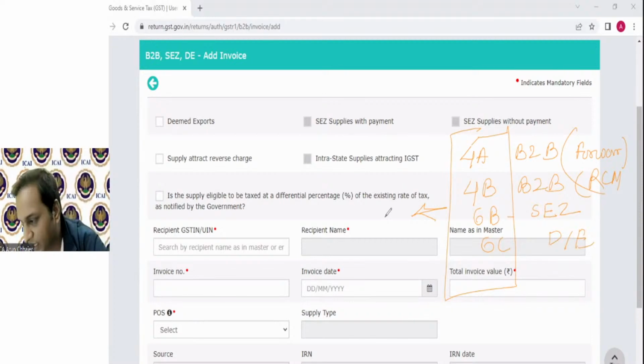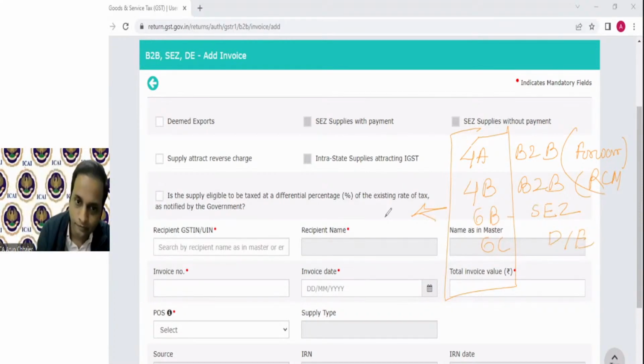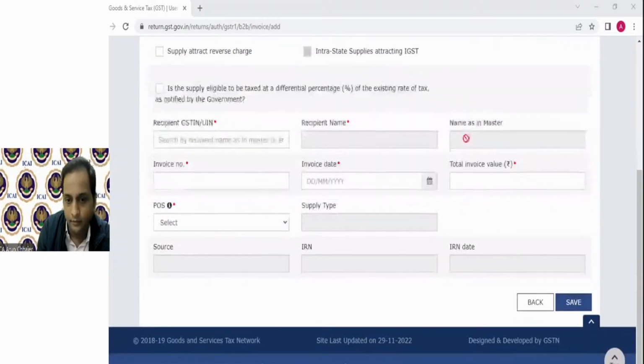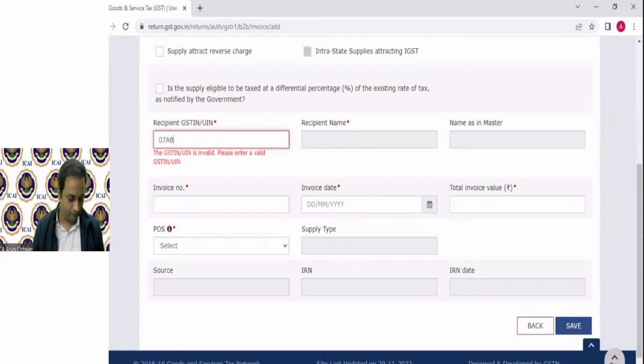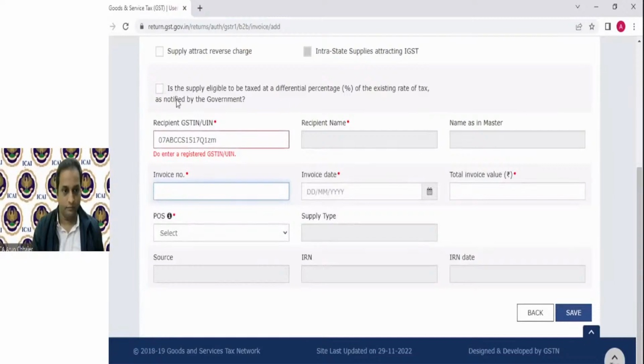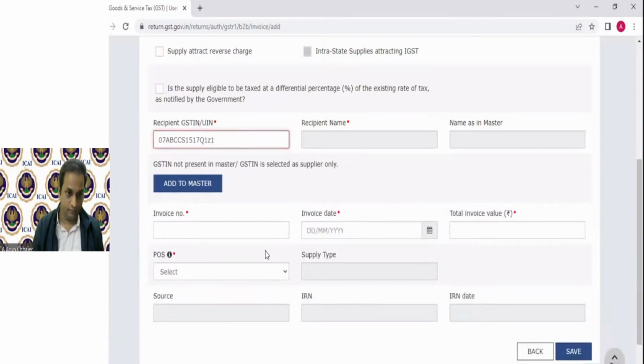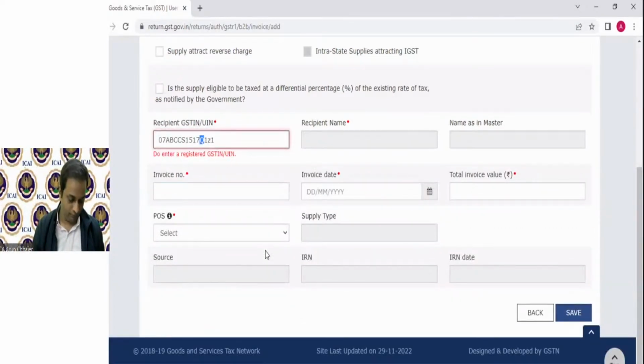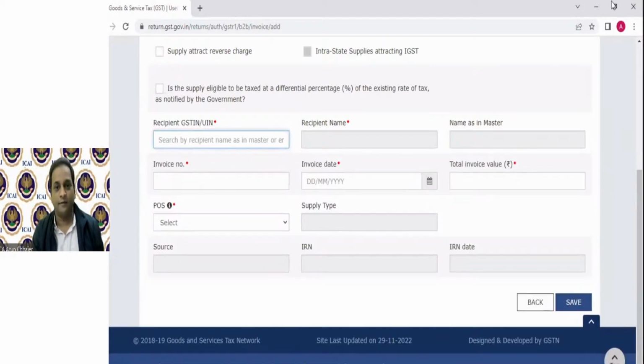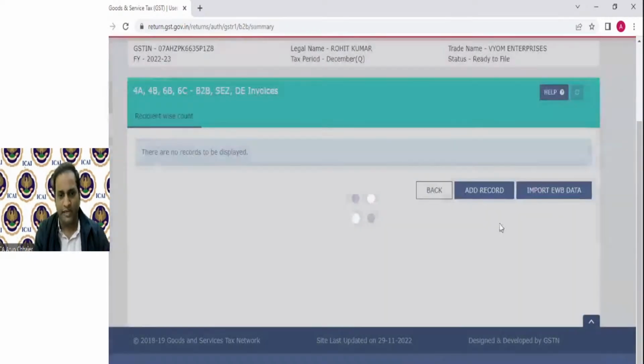Is there any invoice value limit, Anand? The answer is no. No limit. So whenever you put the right GST number, every detail will come and you have to report the value, etc.